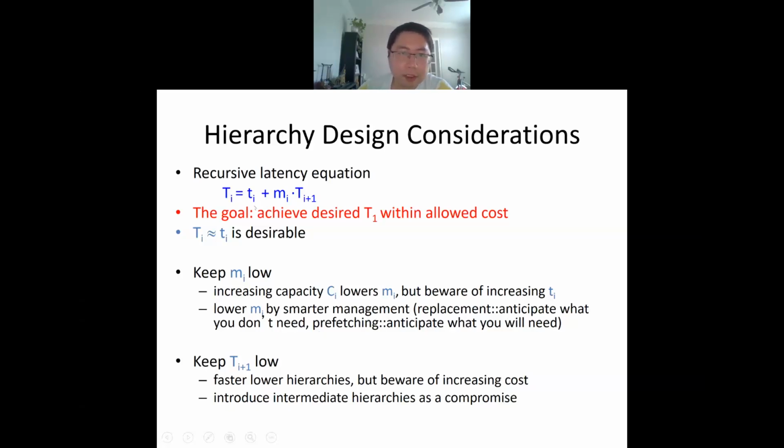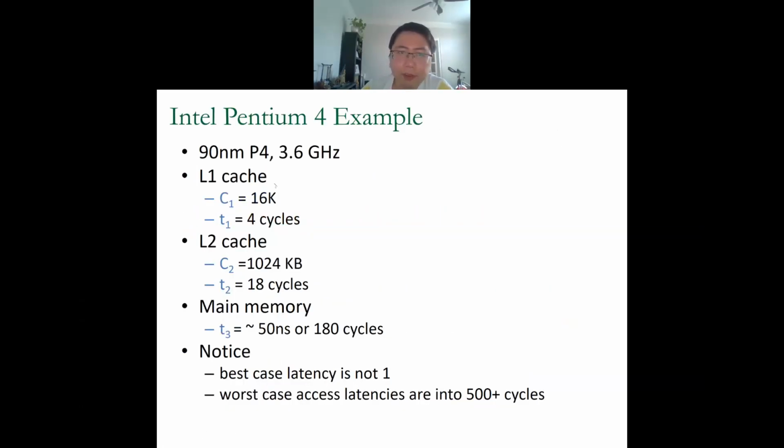So then this is the recursive latency equation, and we can do one practice here using the Intel Pentium 4 processor. Of course, this is an old processor built at the 90 nanometer technology node, and the clock frequency is 3.6 gigahertz. It has an L1 cache of 16 kilobytes, and the intrinsic access time is 4 clock cycles, and the L2 cache is 1024 kilobytes, and the intrinsic access time is 18 cycles.